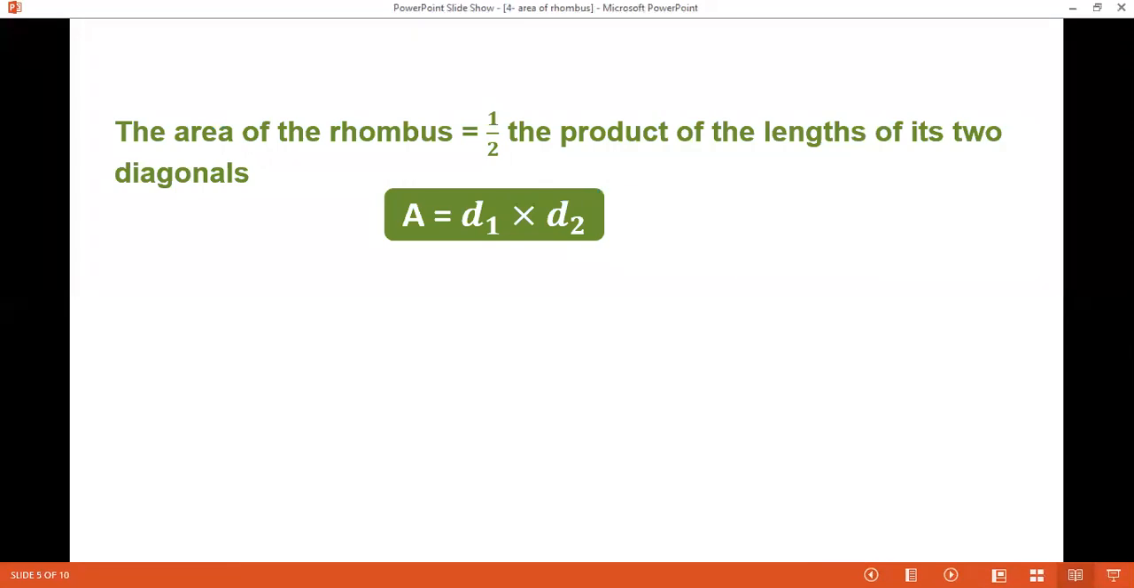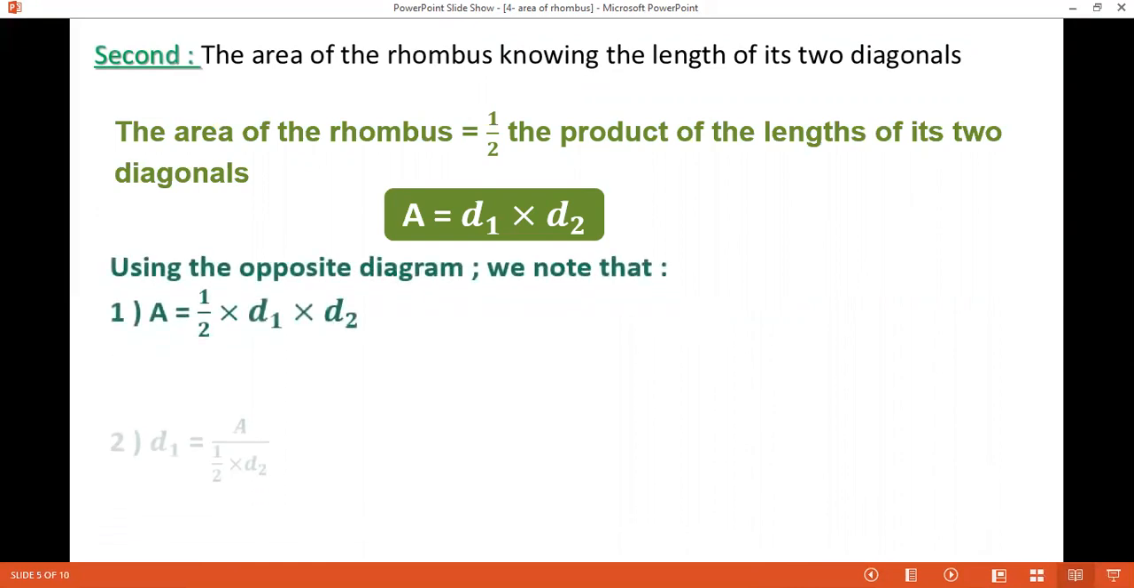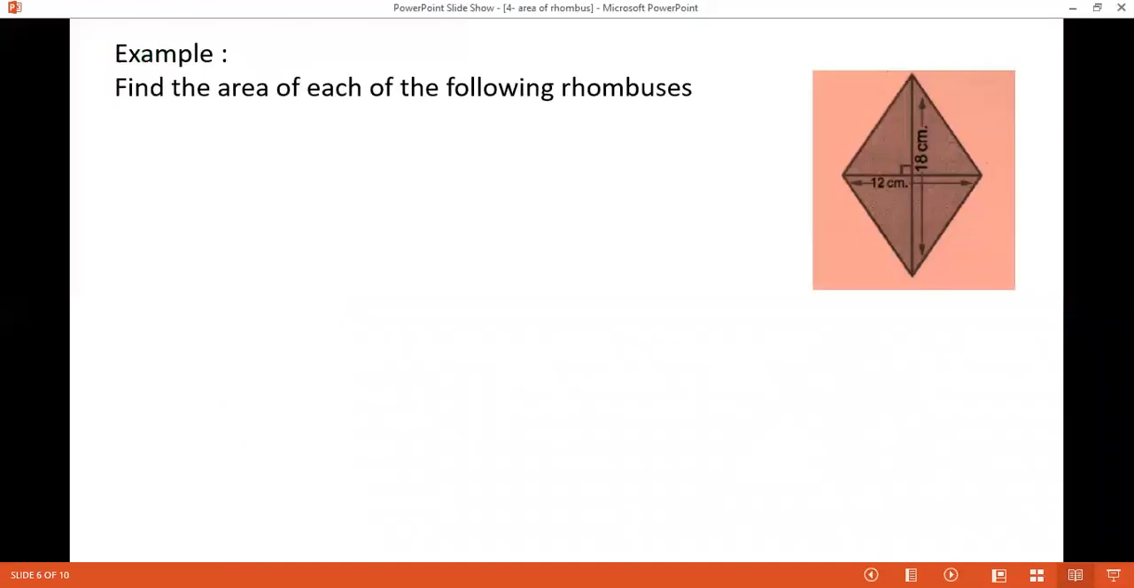Okay, what about if I have the length of the diagonals? I'm going to use what? Half by D1 by D2. As we know, the diagonals of the rhombus are not equal, so I must have two different diagonals. So the area is half by the product of the lengths of the two diagonals, using the opposite diagram. If I have area equals half by D1 by D2, and I want D1, it is area over half multiplied by D2. If I need D2, it will be the same.